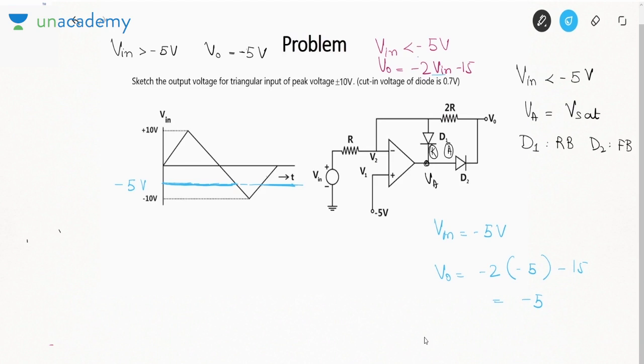But due to this minus 2, suppose when it is minus 10, at this point if I want to find what is V0, minus 2 into minus 10 minus 15, that is plus 5. So it will be like this. It will go till plus 5. Why is it coming upwards? Due to minus Vin. If Vin is a negative triangle, then minus Vin will be a positive triangle. So that will be the shape of the output waveform.